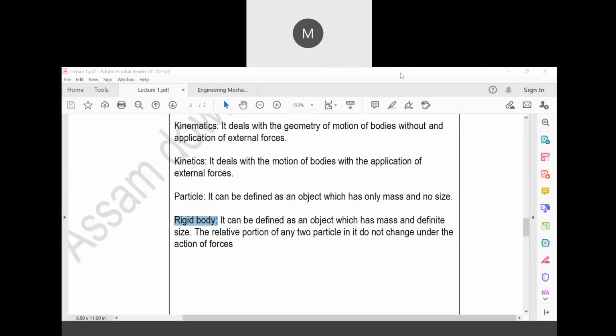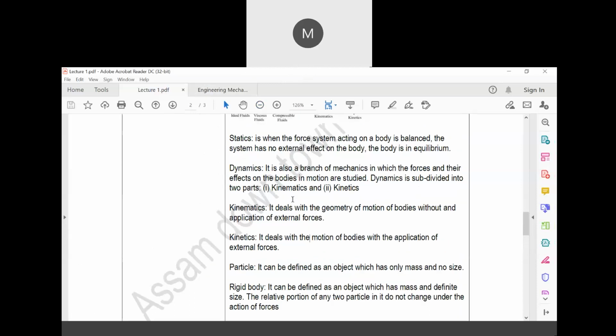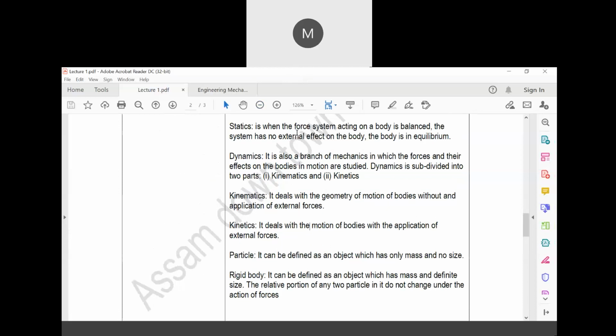So I hope everyone is clear about it. If you have any doubt, you can ask me about this part. Then I'll move on to the next part. I'll wait for some minutes. I'll give you 5 minutes. Just try to revise these definitions, and if you have some doubts, you just ask me.